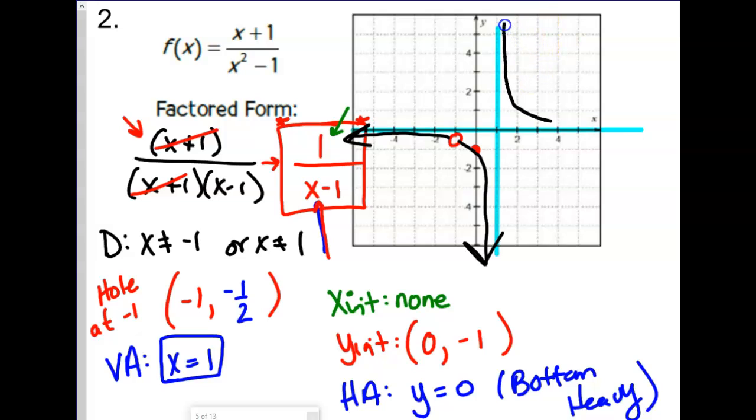It does not come through to the x-axis at all. It scoots along the asymptote. I know that because there was no x-intercept. Beautiful. Aren't these fun?